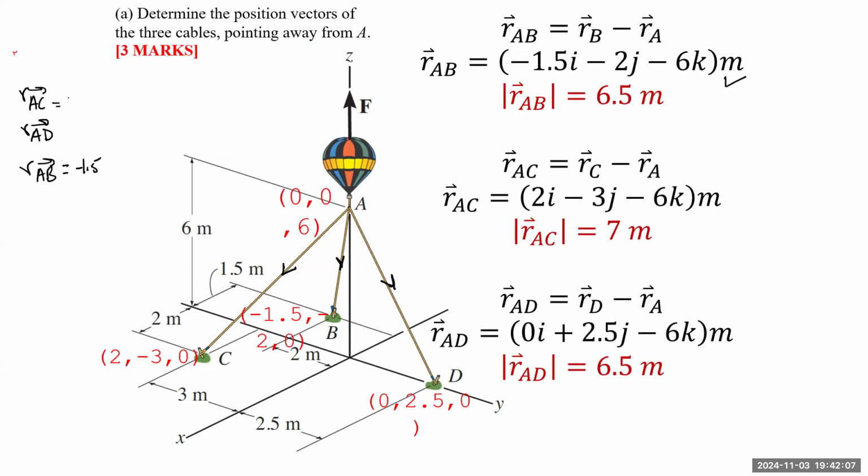And then you proceed, you do the same thing with AD, A going to D. So AD is equal to RD minus RA. You subtract A from D. A was this value, 0, 0.